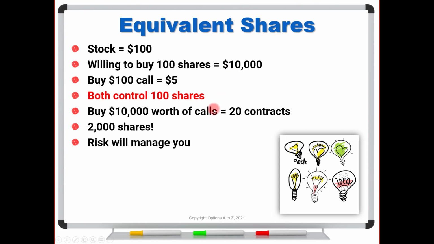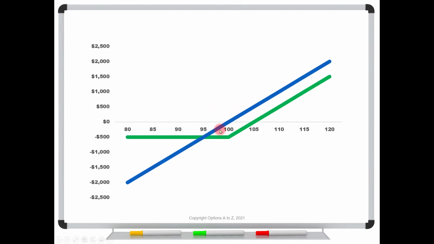So for instance, here's what it looks like graphically. Here's our 100 shares of stock in blue, dollar for dollar up and dollar for dollar down. And here is our one call option in green trading for 5. So there's our bend right at the 100 strike. And you can see over here at the left, the maximum loss is 500 bucks. So there's your insurance. Notice that if you bought the shares instead in blue, you could certainly lose more than 500.